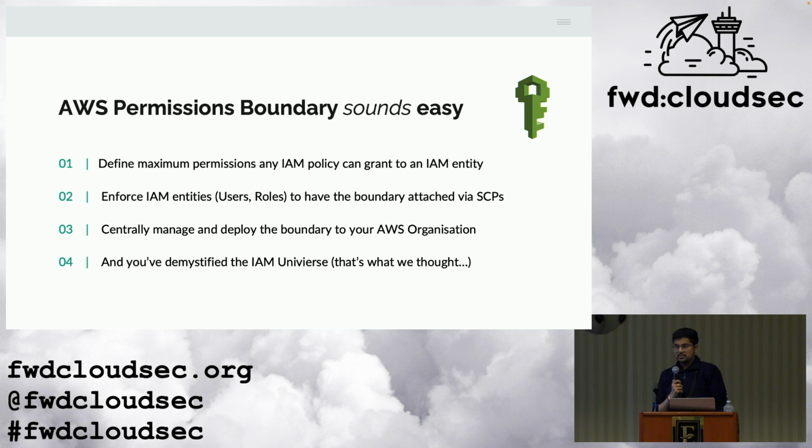So far, it sounds super easy, right? You define the maximum permission that any IAM entity in your environment can get. You enforce that centrally using SCP, perhaps. You centrally manage and deploy this boundary to all your production accounts or all your AWS accounts. And then you think you have demystified the IAM universe. At least that's what we thought.